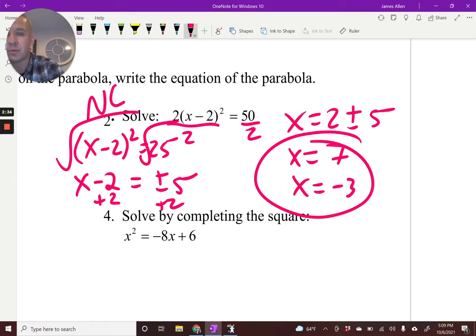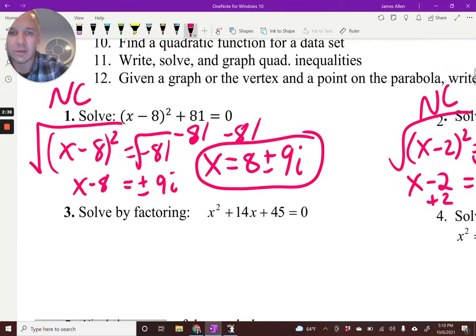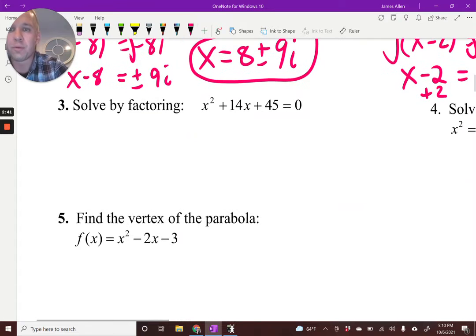Moving on. Problem number 3. If I make a mistake, I'm so sorry. Okay, maybe I should pull up the key just so I don't make some kind of a dumb mistake here as I'm trying to fly through this. Anywho, I guess I'm just going to keep going.